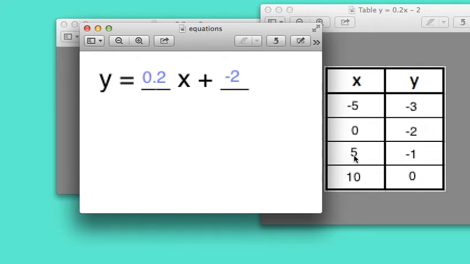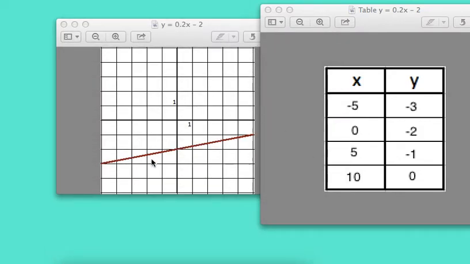Let's try one last one. If I plug 5 in for x, I do 0.2 times 5. You could either do that in your head, on paper, or in a calculator. Either way, it'll tell you that 0.2 times 5 is 1, and then 1 plus negative 2 would give me negative 1. So when x is 5, I simplify this whole side and I get negative 1. X is 5, y is negative 1. If I were to plug in x is 10, you can predict I would end up getting that y is 0.